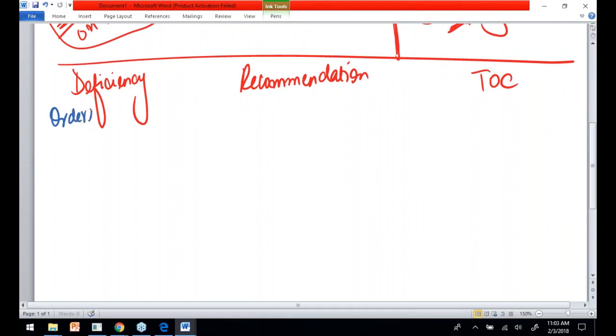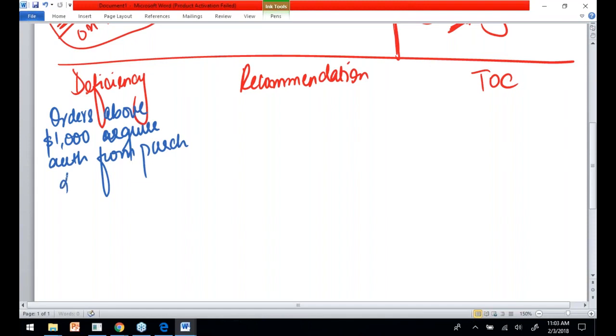Orders above $1,000 require authorization from the purchase director. Full stop. This line I have copied exactly from the case. This is line number 1. Now, I'm going to discuss the impact on the business in line number 2.